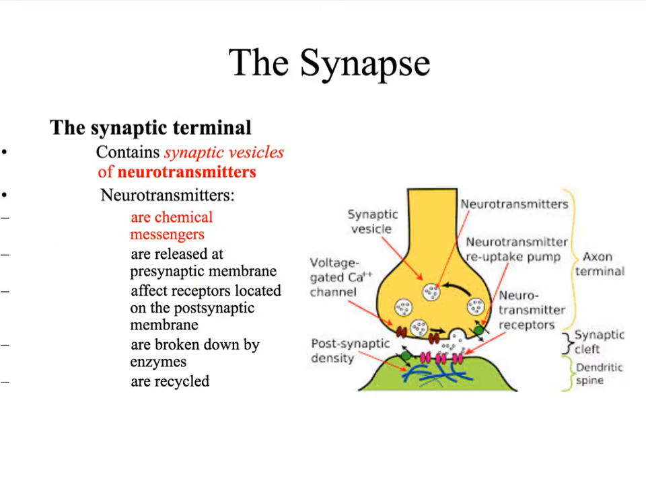Let's look at the components of a synapse. Again, I've already mentioned the synaptic terminal, and that's the whole bulb that you see here at the end of the telodendria or axon. The synaptic terminal contains little envelopes known as synaptic vesicles. They contain a neurotransmitter. A neurotransmitter is simply a chemical that's going to have an effect on the postsynaptic cell.